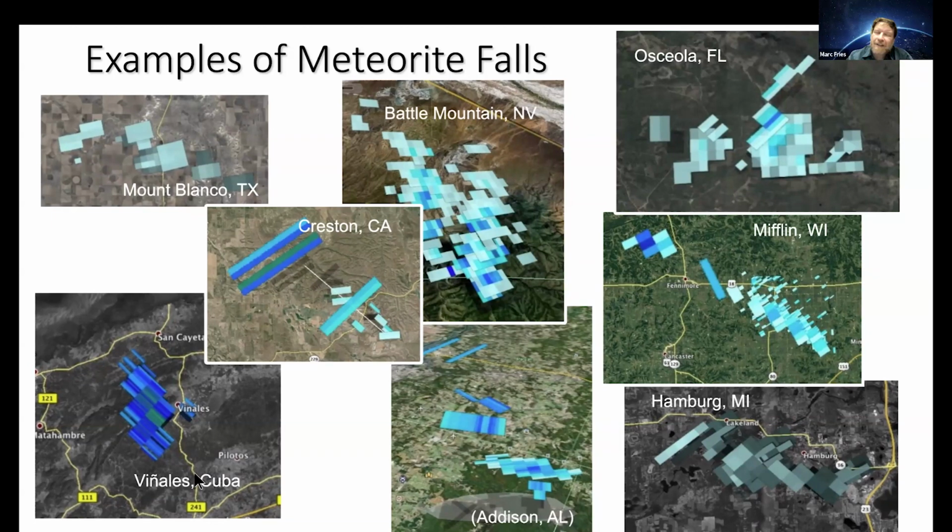Here's some examples. You see that some of them are very linear. As I said, the dominant winds carry smaller meteorites downwind and produce a strewn field on the ground where you usually have the large meteorites at one end, the small meteorites at the other, and you get a linear strewn field in between. Next slide, please.